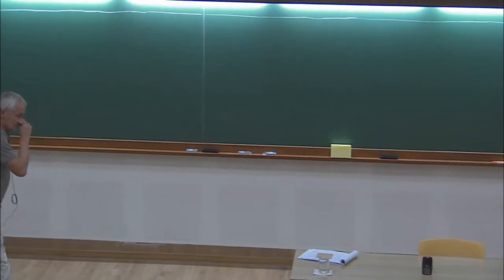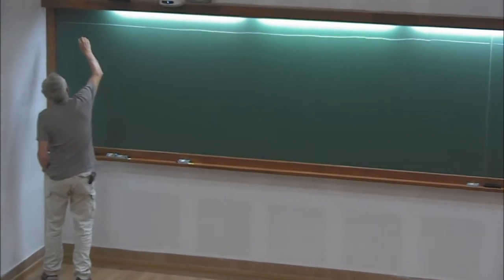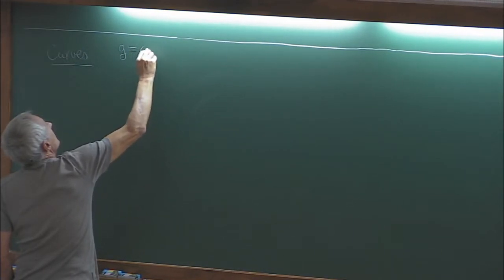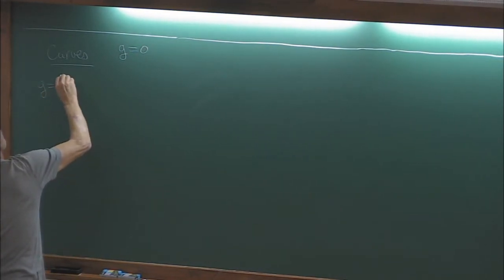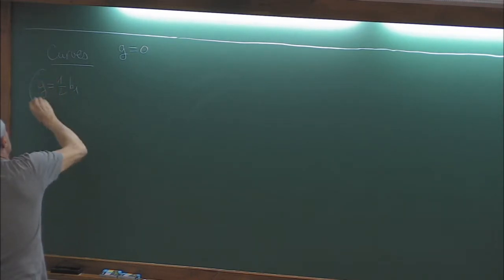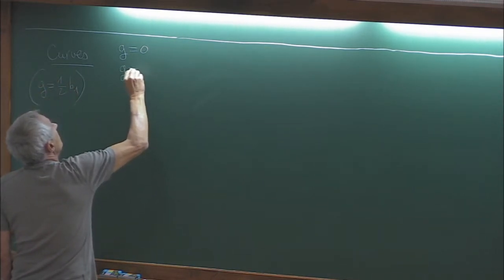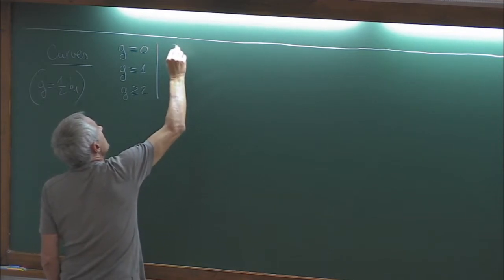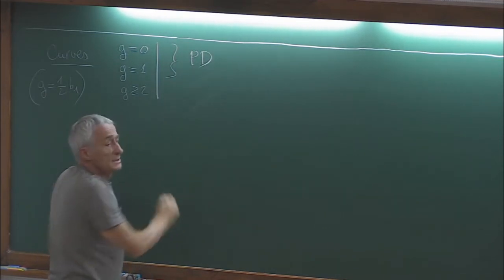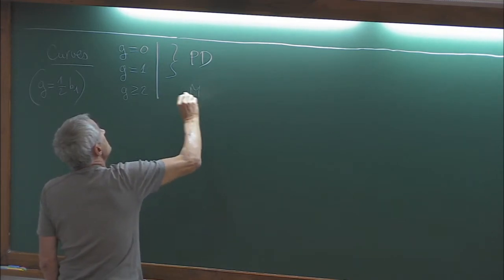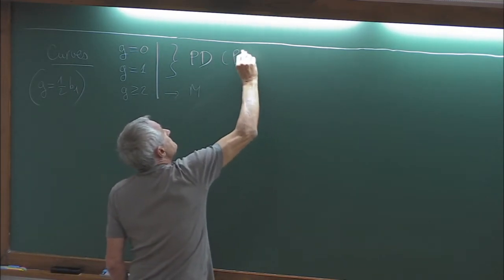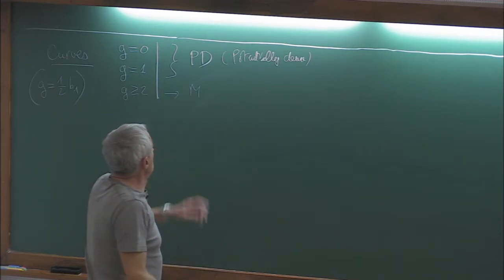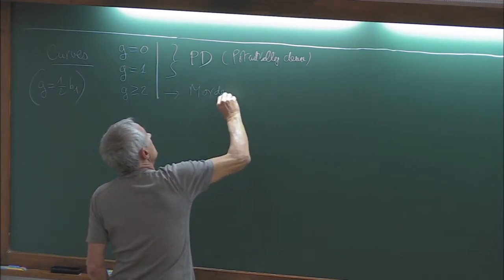Okay. So yesterday we looked at the case of curves. These curves have a genus, a topological genus G, which is one half of B1. And we have seen that either G is equal to 1, or G is greater than or equal to 2. In this case, this is potentially dense. And here, in this case, this corresponds to moduli, in both versions, analytic and arithmetic.